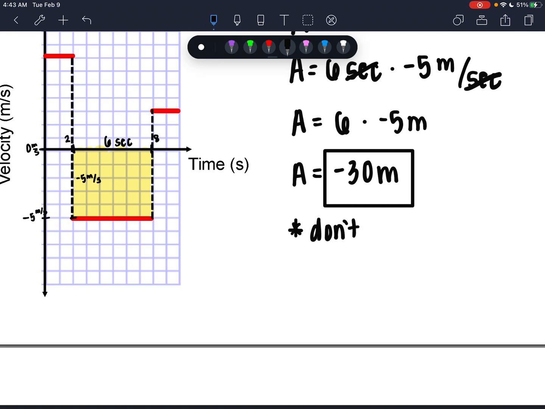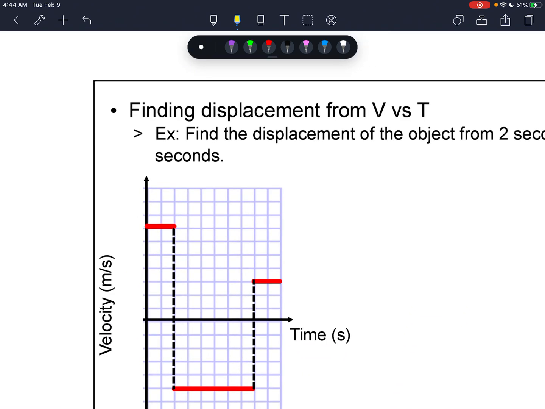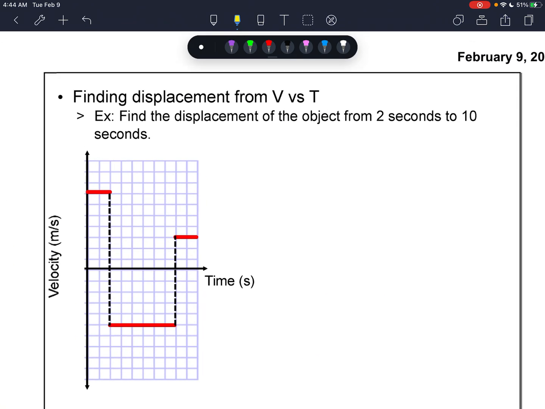So if you ever get negatives, what I want you to remember is this small little reminder. Don't forget direction. It matters. That's what makes physics different from math. It's what makes this different from geometry. Our negatives have significance, and it is the direction that the object moved. That being said, let's try another one.